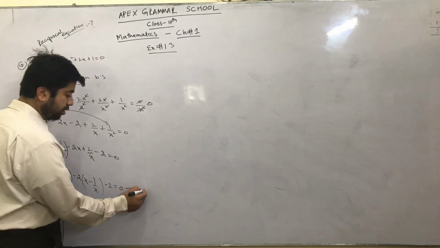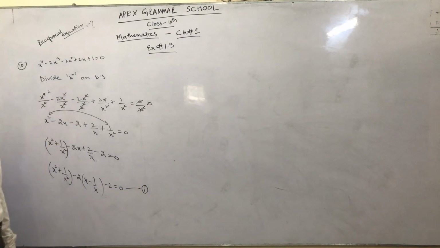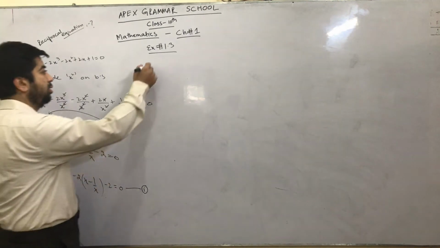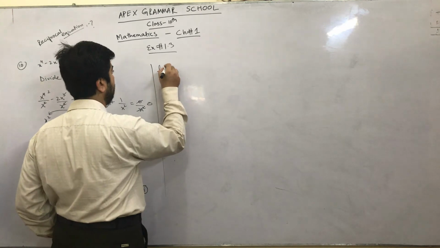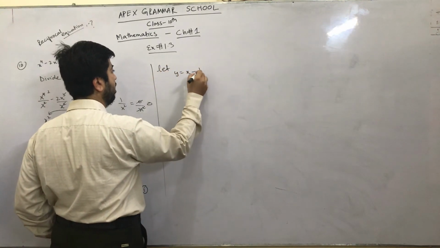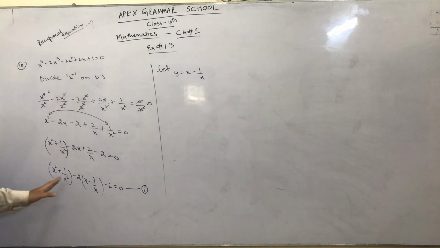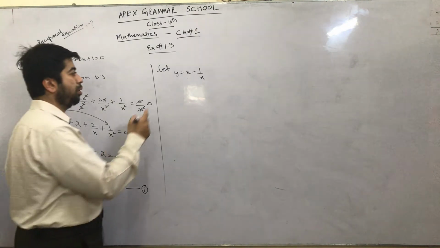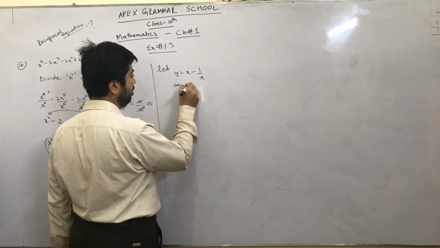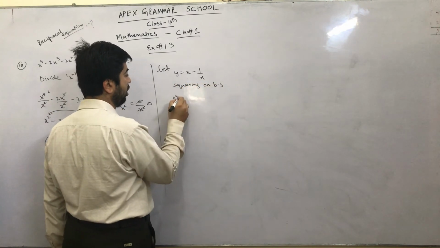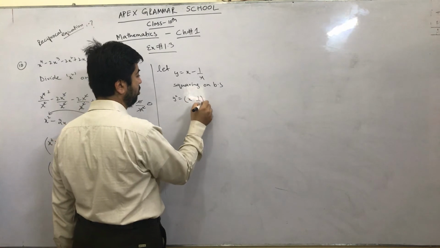Basically, this is equation number 1. You have to let now the lower power be x minus 1 over x because it contains 1. So let y is equal to x minus 1 over x. Okay. After that, we have to approach towards x square plus 1 over x square. For that purpose, squaring on both sides. Y square is x minus 1 over x whole square.